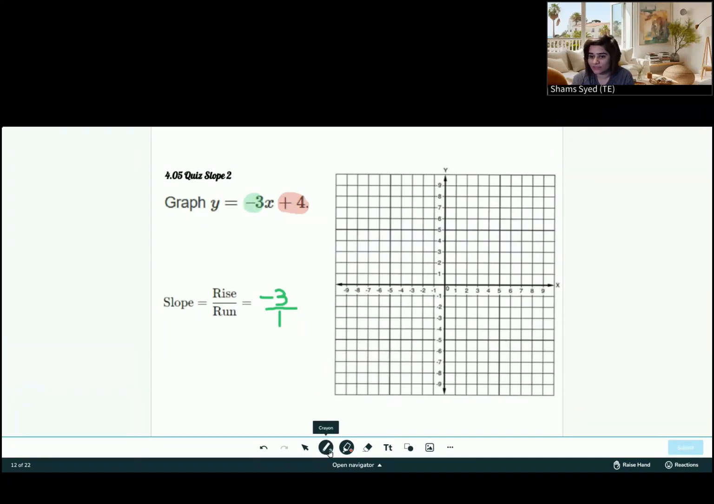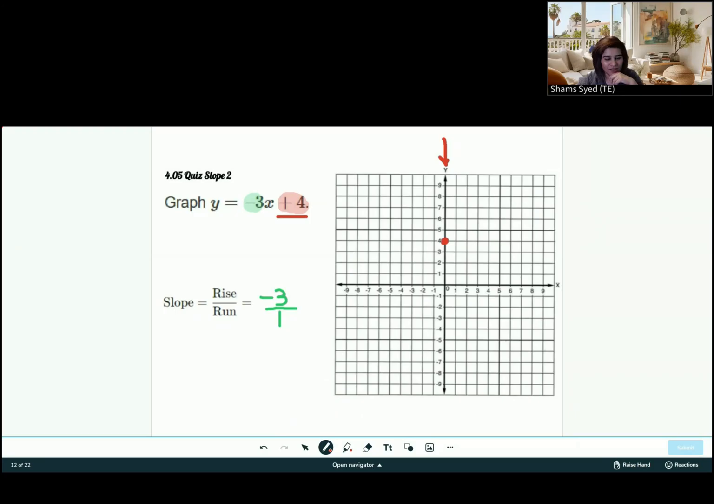So notice I will start at 4 because this is the starting point. On the y-axis, I start at 4 over here. Everybody got a 4 to start with? Everybody starts with a red dot for y. This is the y-intercept of 4. Oh, yes, I see Mia did. Start with a red point.